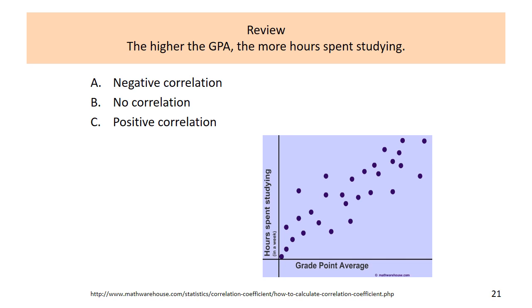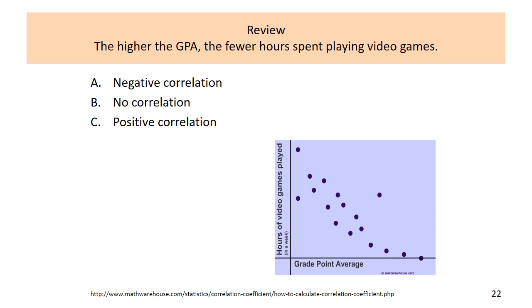All right, so here you go. The higher the GPA, the more hours spent studying. What would you pick? Remember, left to right. Positive correlation. All right, the higher the GPA, the fewer hours spent playing video games. So fewer. What do you call this? Negative correlation.